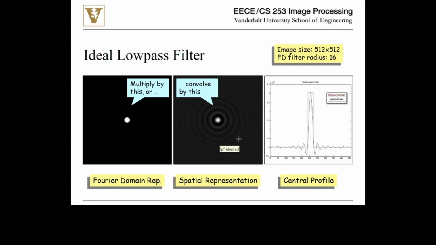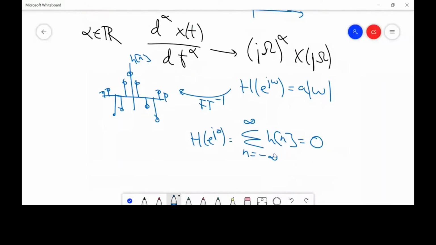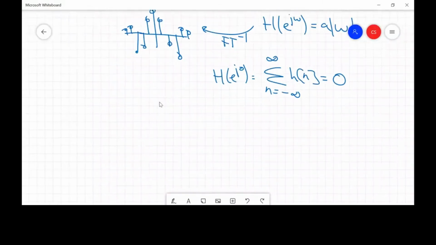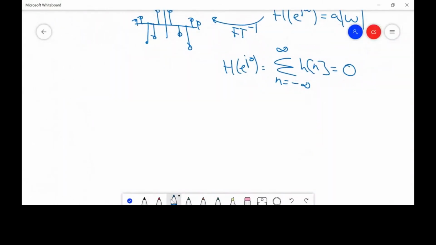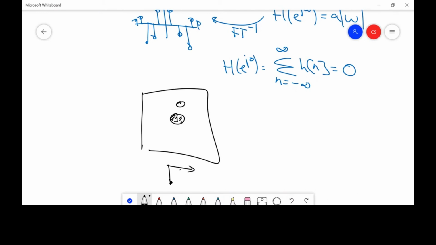Actually, in 2 dimensions, this function is not a sinc. It is something called, let me do it here. So in 2 dimensions, you have this disk that is 1 here and 0 outside, and this is frequency. So this is omega x, omega y.